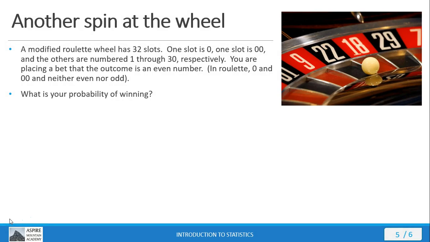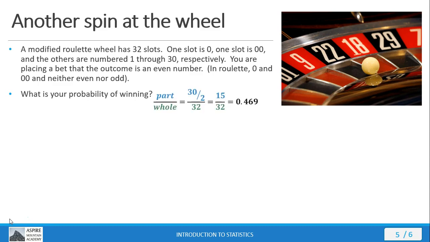Let's take another look at the roulette wheel, this time with the modified roulette wheel that has 32 slots. So you've got 2 of the slots, one that has a 0 and one that's a double 0, and then the rest are numbered 1 through 30. So let's say you place a bet that the outcome is an even number. Now in roulette, 0 and double 0 are neither even nor odd. So the question we're asked is, what is your probability of winning? Go ahead and stop the video and then do your calculations. Try this on your own, then come back and let's see how you did.